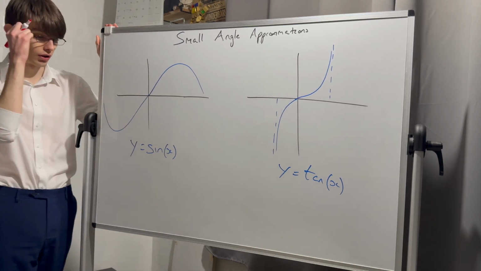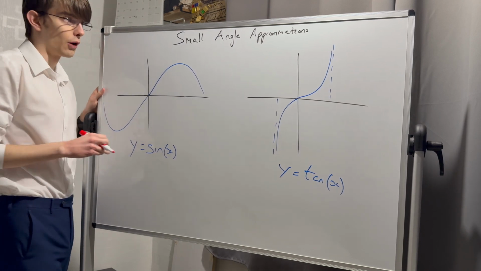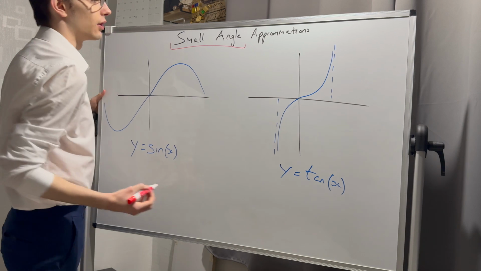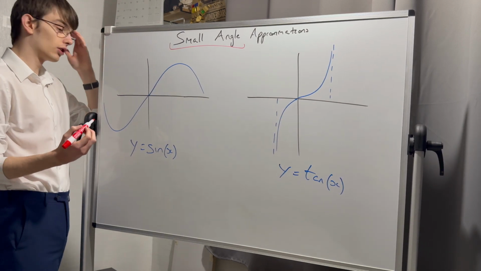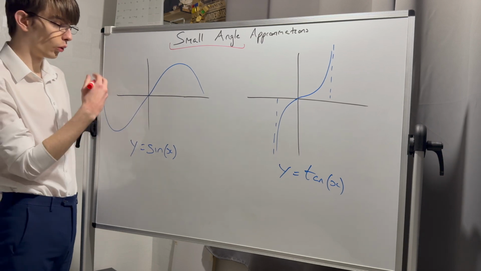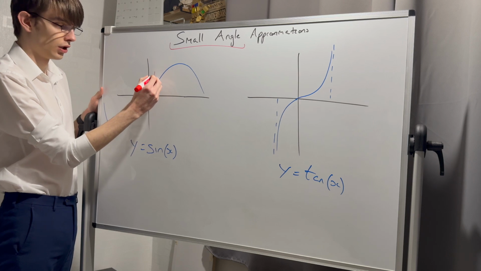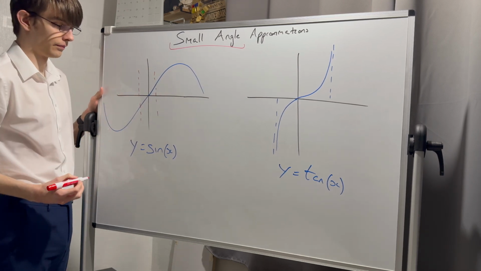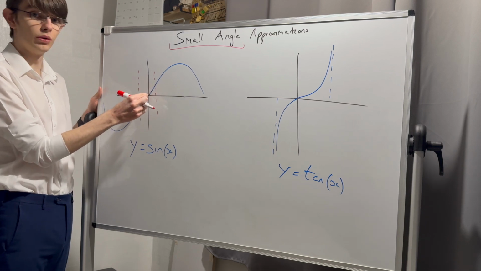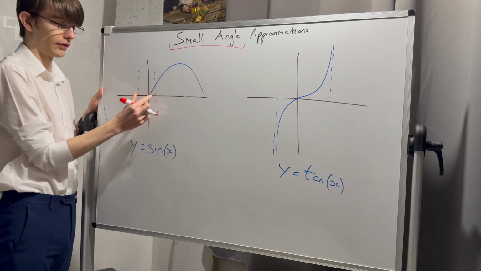Let's first have a look at this y equals sine x graph. Now, you might notice that we are calling these small angle approximations. And that is because we are keeping all of these to only when angles are very, very small. So I'm going to restrict it to, say, this part of the graph. Very, very close to the origin. Remember, the angles are going this way, so very, very close here.